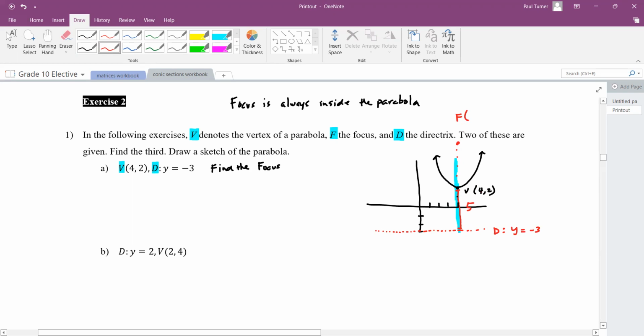So our x value is 4. And then we need to count 5 units up from the vertex. So 5 plus 2 would be 7. So your focal point is going to be 4, 7.